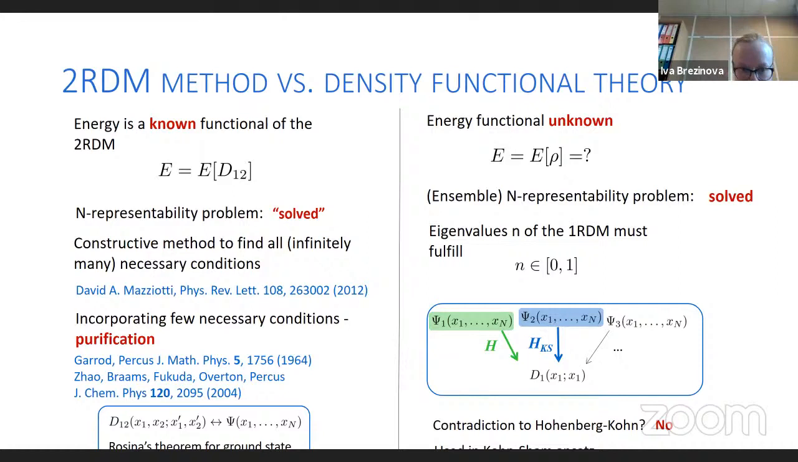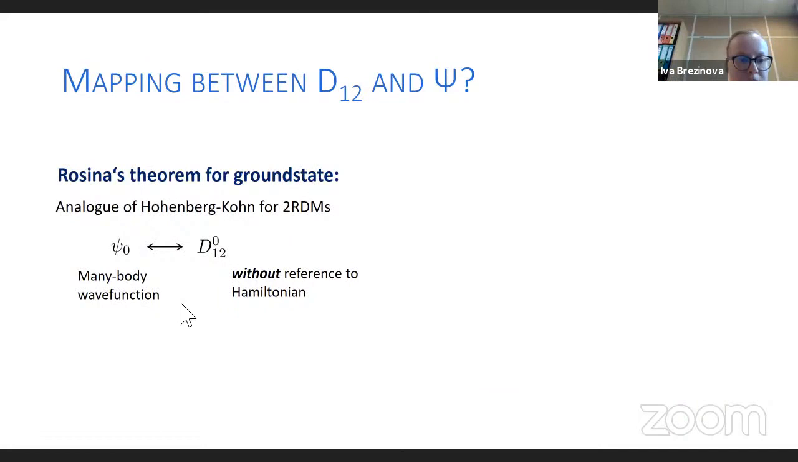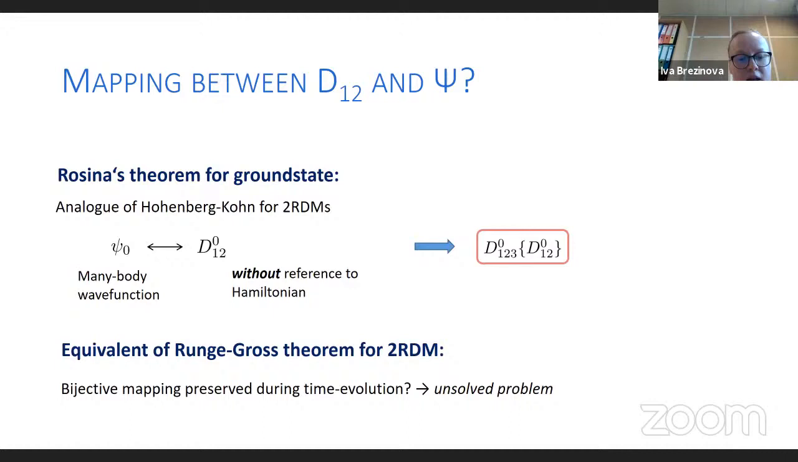So I mentioned Rosina's theorem already. There is this bijective mapping between the many-body wave function and the two-particle reduced density matrix. So in principle, an exact reconstruction functional should exist due to this bijective mapping. We want to now perform a time-dependent propagation of the two-particle reduced density matrix. So it would be good to know whether this bijective mapping, and therefore also the existence of a reconstruction functional, is in principle guaranteed by something like an equivalent of the Runge-Gross theorem for the two-particle reduced density matrix. But this is an unsolved problem. So there, an equivalent of the Runge-Gross theorem has not been found yet. But let's not get stuck by some not yet solved existence theorems and just move on and look what happens.